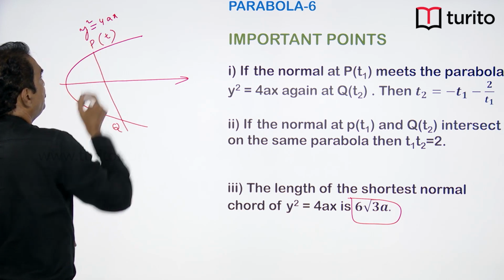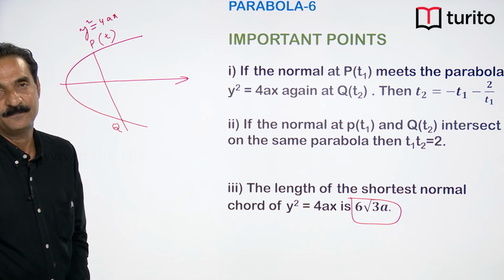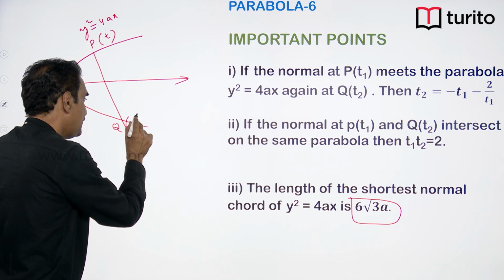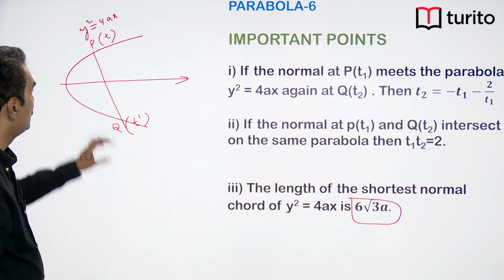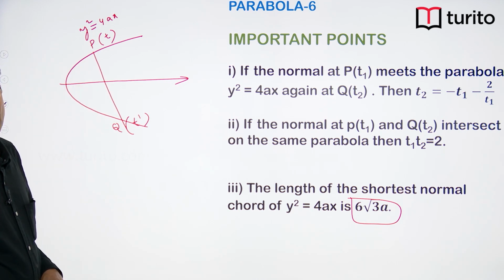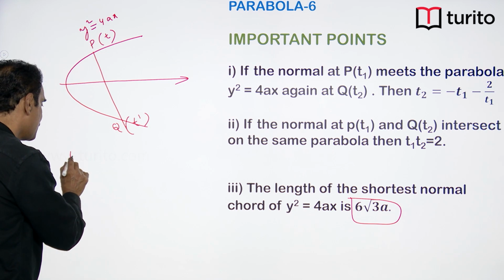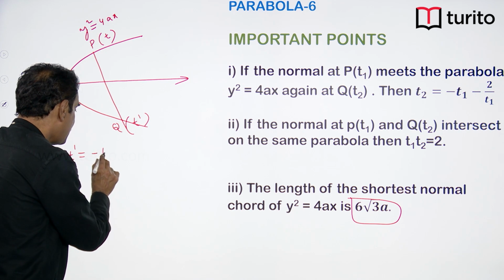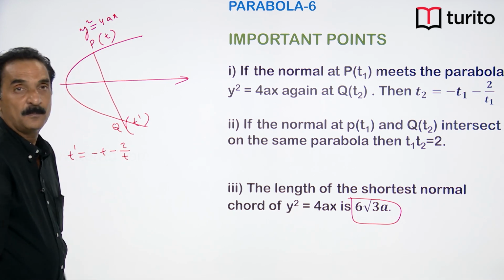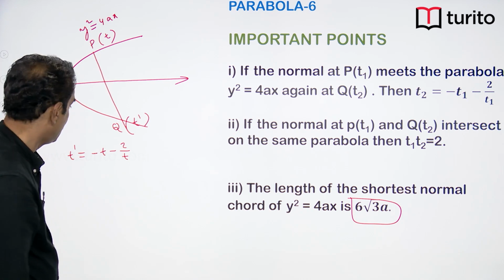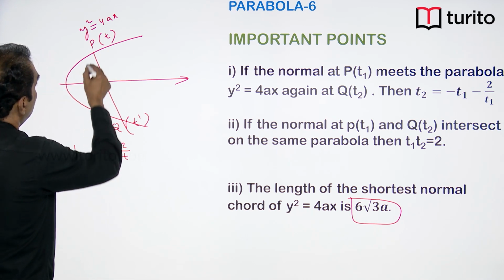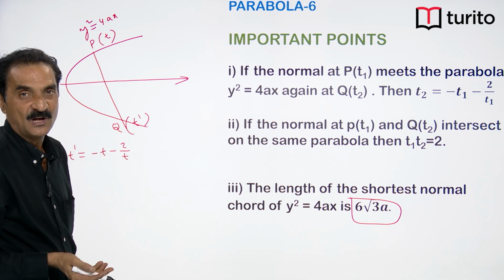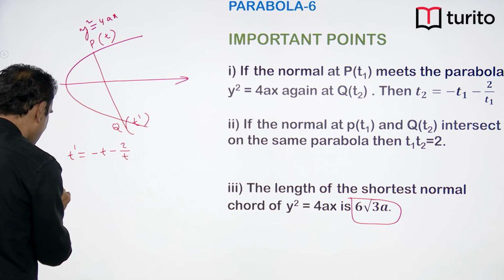You take P as P(t), Q as Q(t'), where the parameter is t'. If the normal at P meets the parabola again at Q(t'), then from the previous point, t' = -t - 2/t. Then the length of PQ should be minimum. When the length of PQ is minimum, PQ² is also minimum. So take PQ².